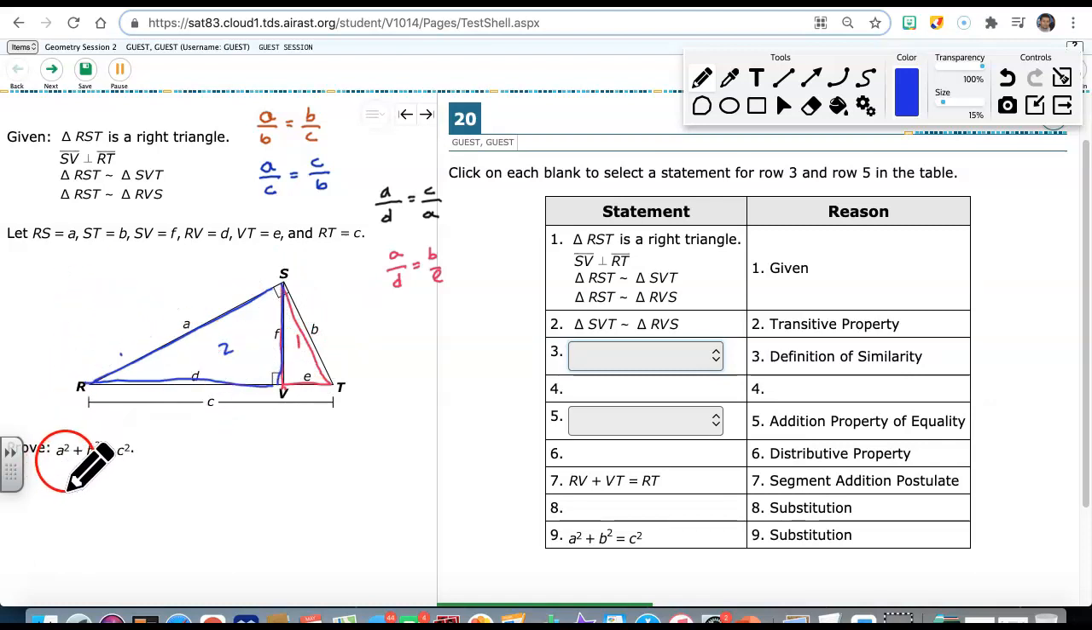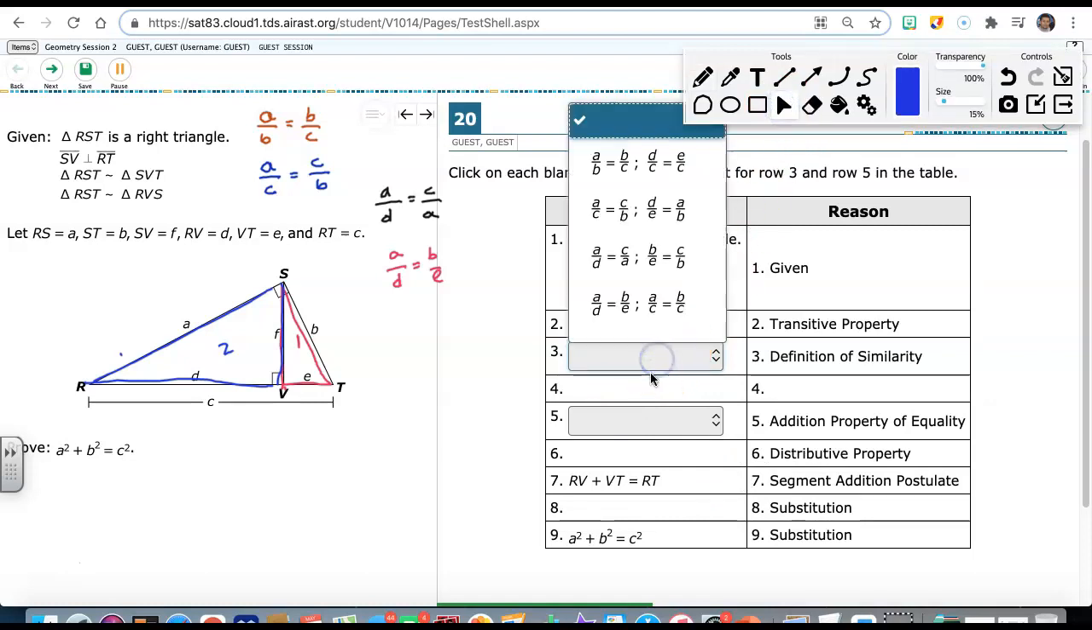They want me to prove a squared plus b squared equals c squared, which is the Pythagorean theorem. I don't have to do the whole proof. I just need to complete 3 and 5. So let's check number 3. I have a bunch of proportions, and I wrote them down here. I wrote the first one: A is to B like B is to C. That's how you read those proportions.